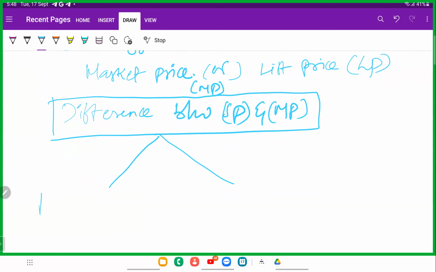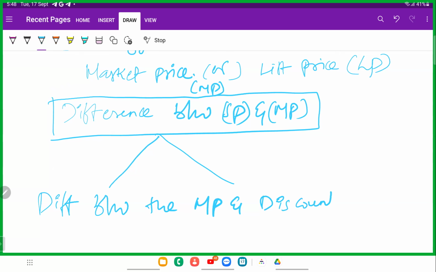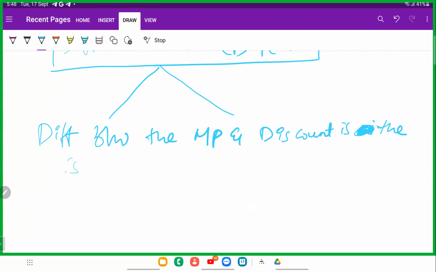So the difference between the market price and discount is called the selling price of the article.